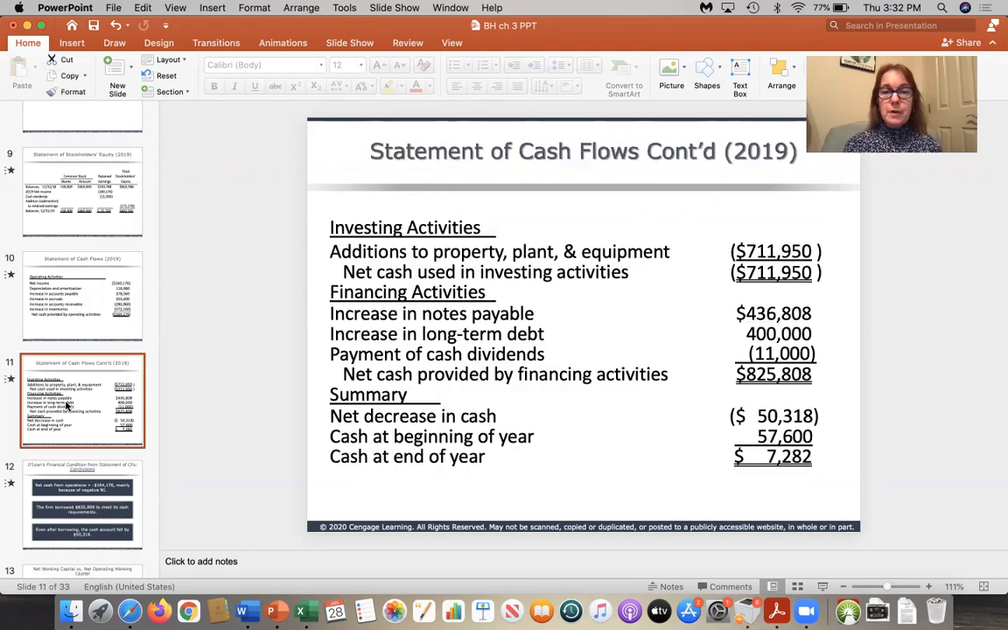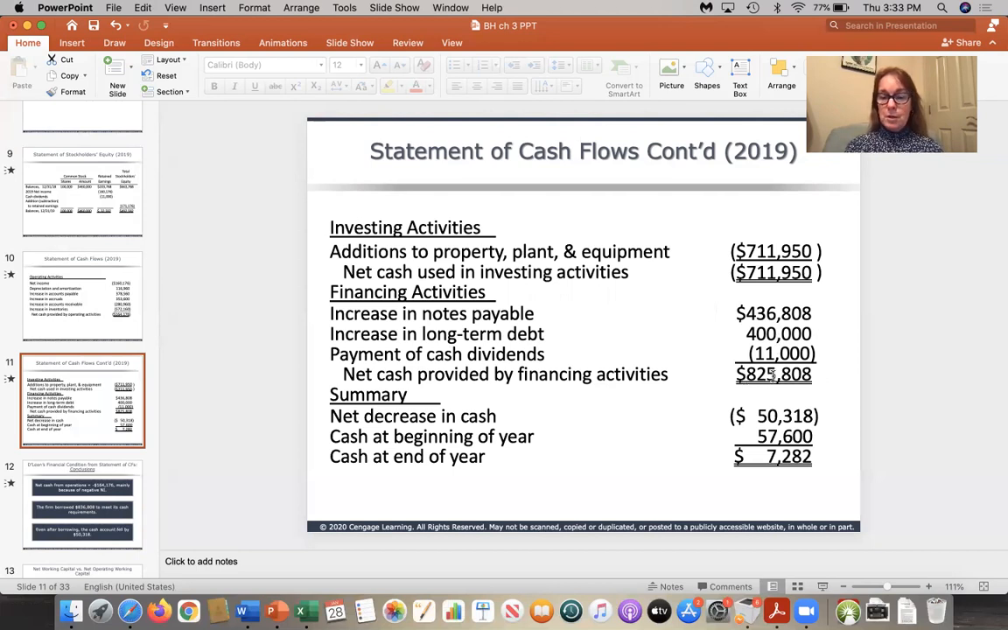Okay, finally, we have financing activities. That is dividends and that is debt. So first you look at the notes payable. That's in the current liabilities. That's debt that's coming due this year. So their notes payable increased. They got more financing. So that's a cash inflow. Their long-term debt increased. So that's an inflow. And then they did pay out dividends of $11,000. So we net this out, this plus this minus this, we have 825,000.